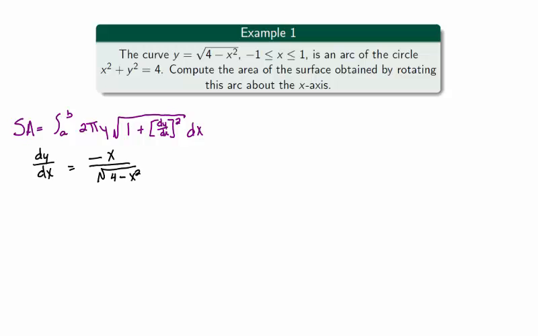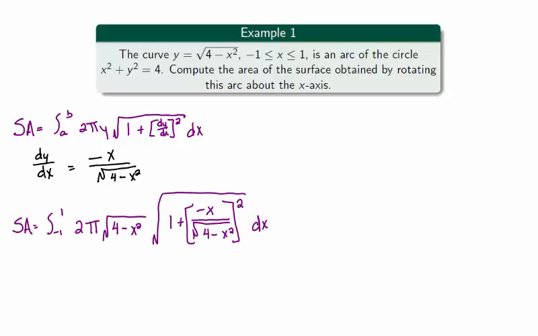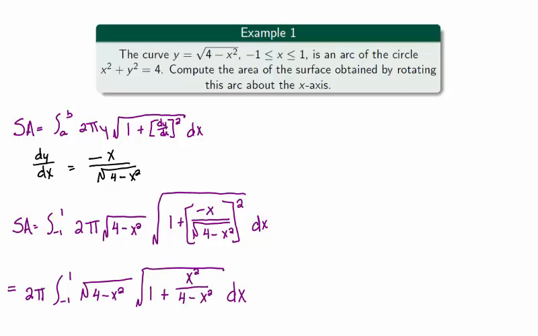We compute dy/dx is equal to negative x divided by the square root of 4 minus x squared. Thus, the integral becomes the integral from negative 1 to 1 of 2 pi times the square root of 4 minus x squared times the square root of 1 plus negative x divided by the square root of 4 minus x squared, squared, times dx, which equals 2 pi times the integral from negative 1 to 1 of the square root of 4 minus x squared, times the square root of 1 plus x squared divided by 4 minus x squared, dx.